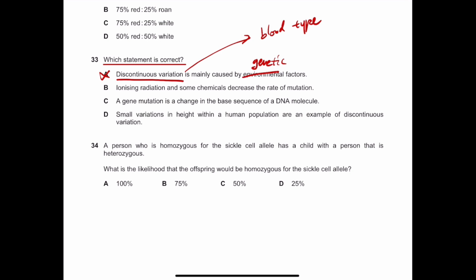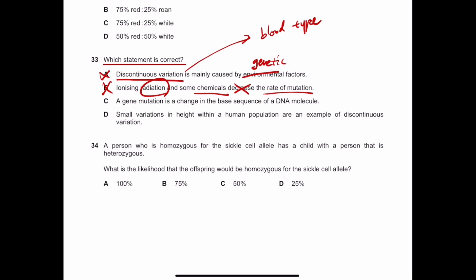Ionizing radiation and some chemicals decrease the rate of mutation. No, it increases the rate of mutation. Radiation and mutagenic chemicals can increase the rate of mutation. So B is not the answer.